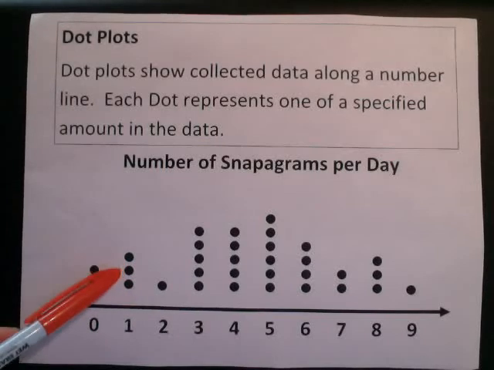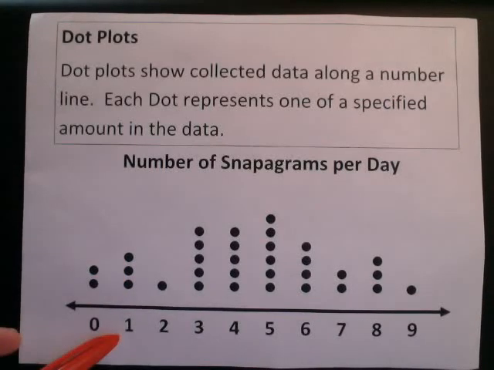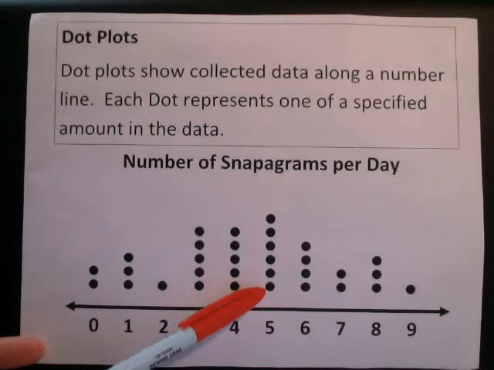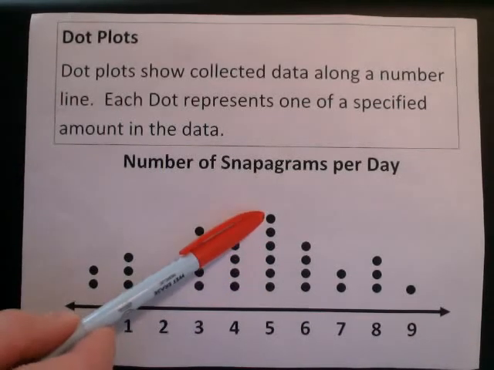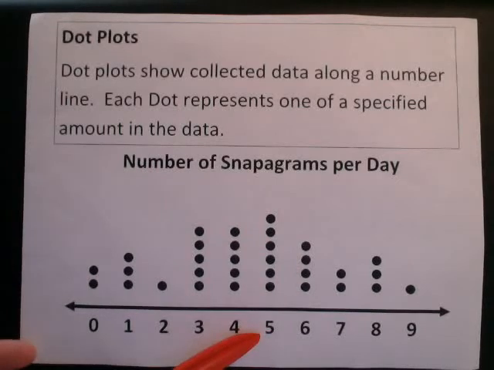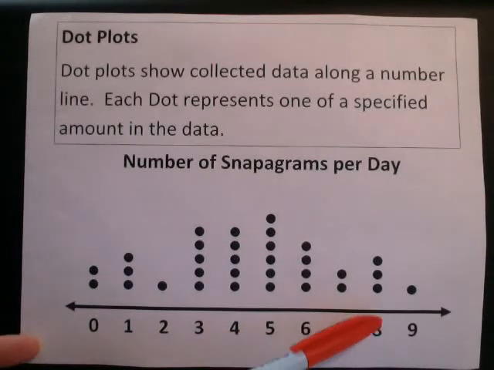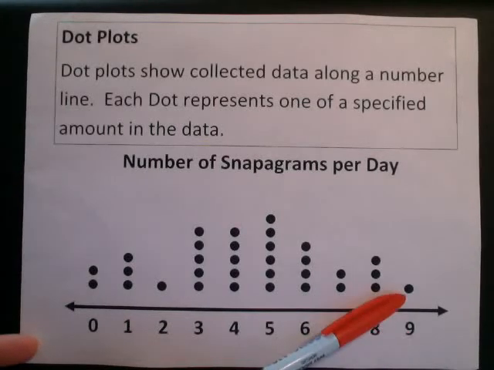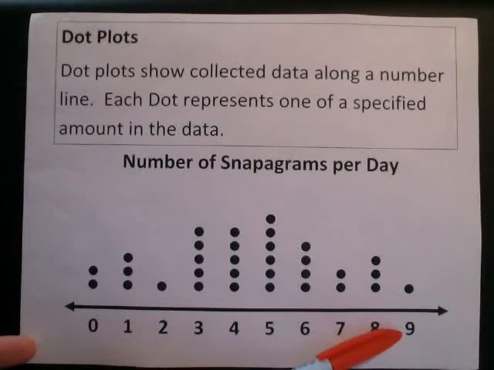And 1, 2, 3 students post 1 snapogram per day. If you wanted to know how many students post 5 per day, you could say, wow, 1, 2, 3, 4, 5, 6 students post 5 snapograms per day. And then you could actually say, wow, do 9 snapograms per day. You have 1 student, so 1 student's posting 9 per day.